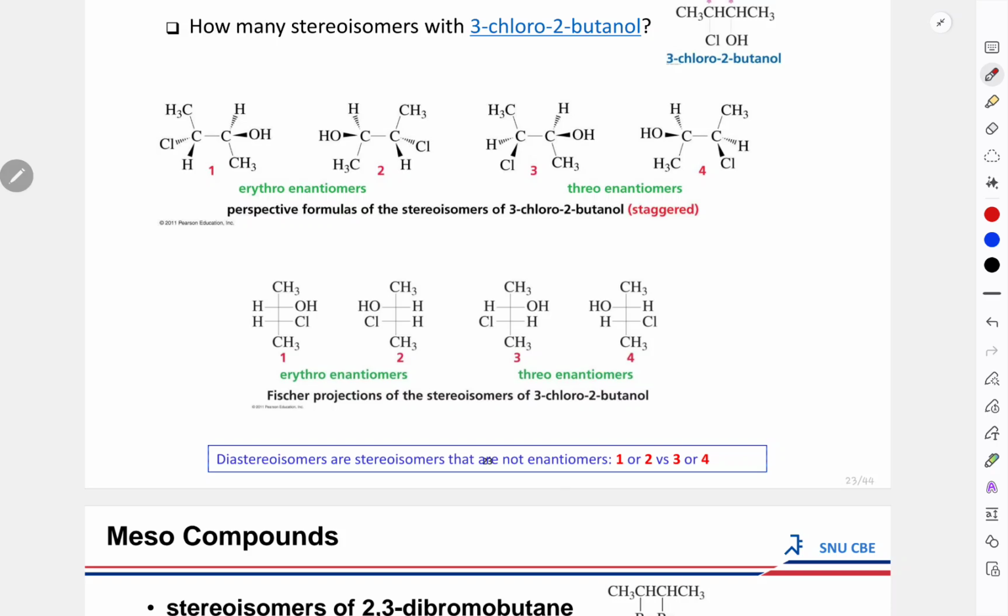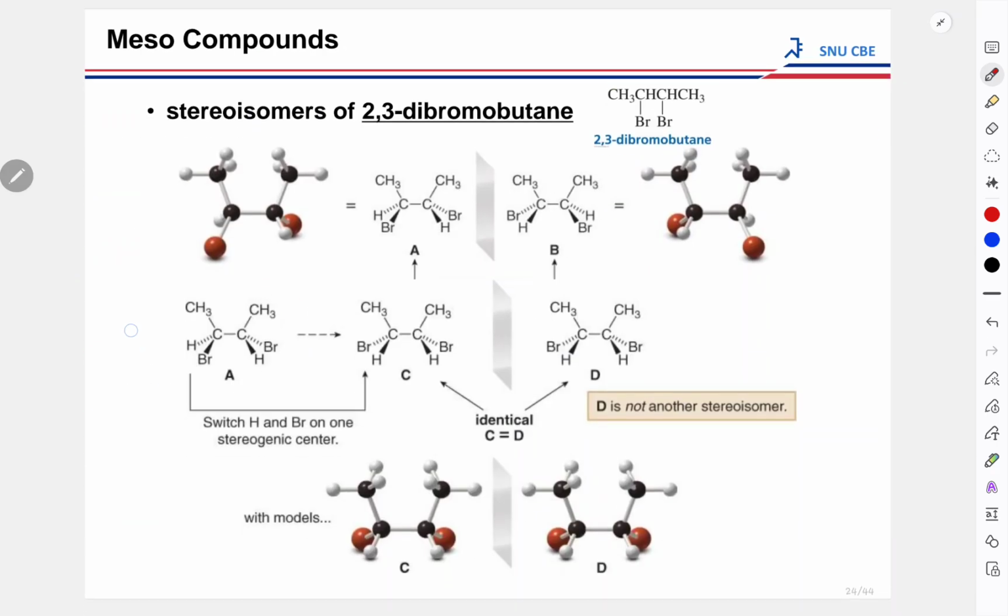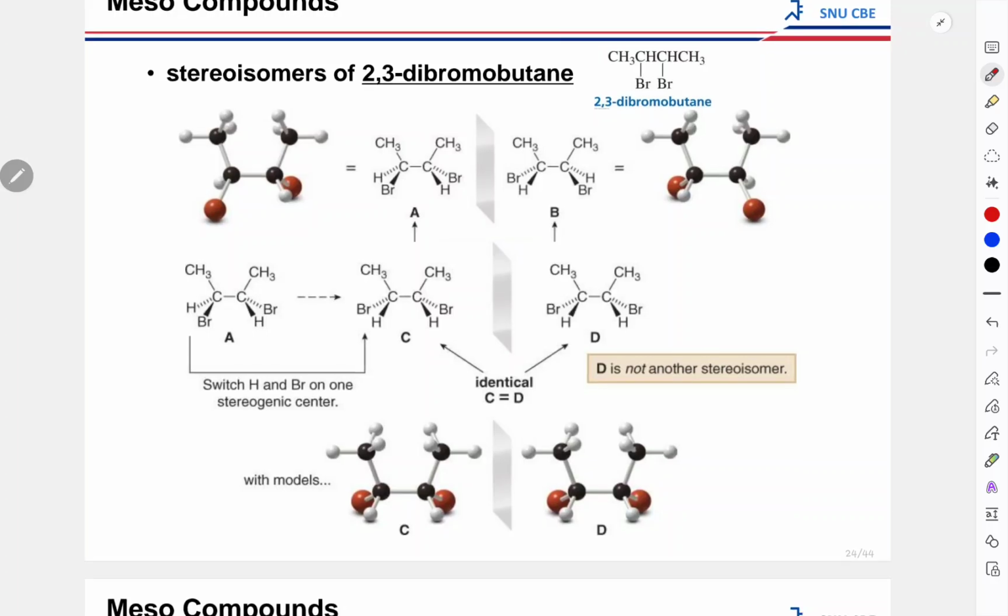But in this case, B is not another stereoisomer. You can have only 3 stereoisomers in this case. So it's not 4, it's 3 when you have the internal symmetric plane. That's what we will discuss in a few slides later. This is another projection. A and B are in an enantiomer relationship, but C is called the meso compound. And as I mentioned, you can identify the internal symmetric plane.